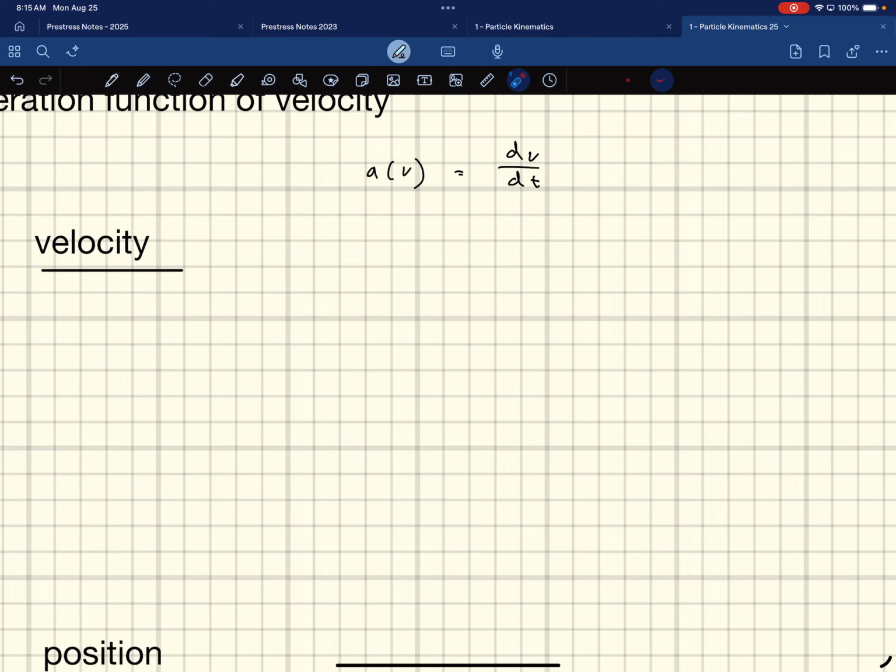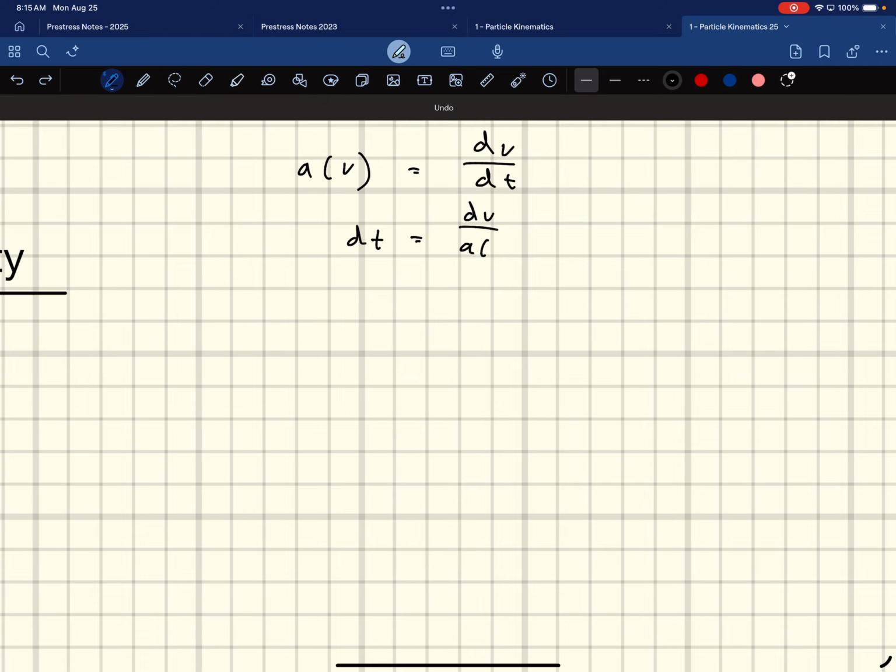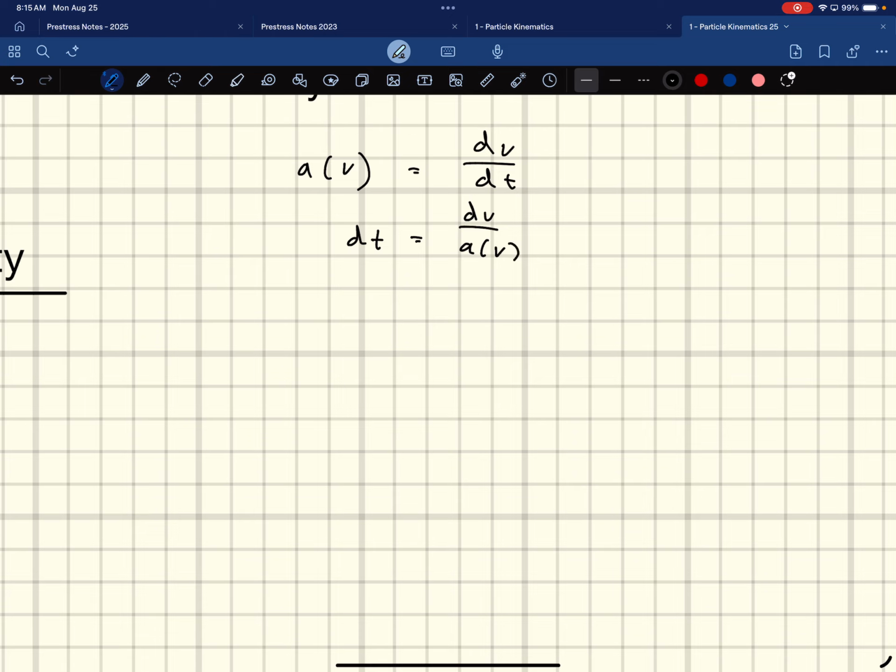is put everything with a v on one side and everything with a t on the other side. It turns out there's nothing else with the t, so it's going to be by itself on the left-hand side. So just do that: put all the v's on one side and all the t's on the other side. So dt is equal to that. You could rewrite this a little bit and call it 1 over a(v) times dv.